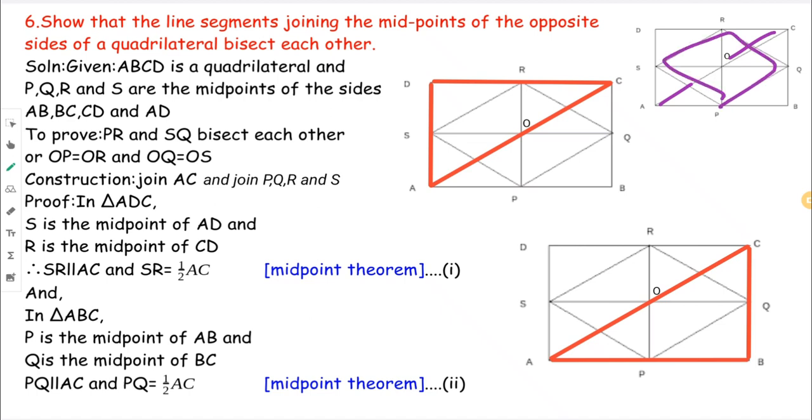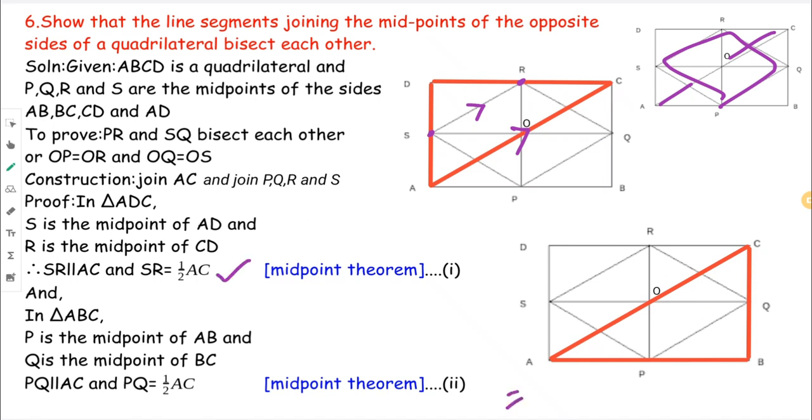Now for proving, we'll try to take one triangle after the other. So first in triangle ADC, the question gave us that S is the midpoint of AD and R is the midpoint of CD. Then by the midpoint theorem, can I say that SR is parallel to AC? Also, we can say that SR is half times AC, because of the midpoint theorem.